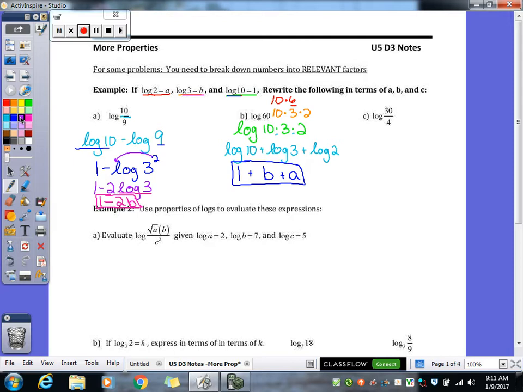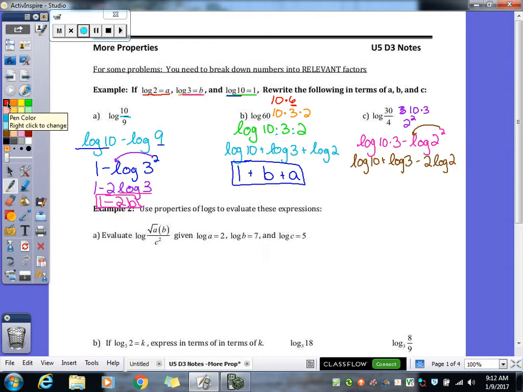And then for our last one, again, we have to somehow get them into 2's, 3's, and 10's. So I know 30 is 10 times 3, and 4 is the same as 2 squared. So I'm going to use my division property here first. So log of 10 times 3 minus log of 2 squared. Now I'm going to use my product rule, and at the same time I'm going to use my exponent rule and bring down my 2. So this is log 10 plus log 3 minus 2 log of 2.